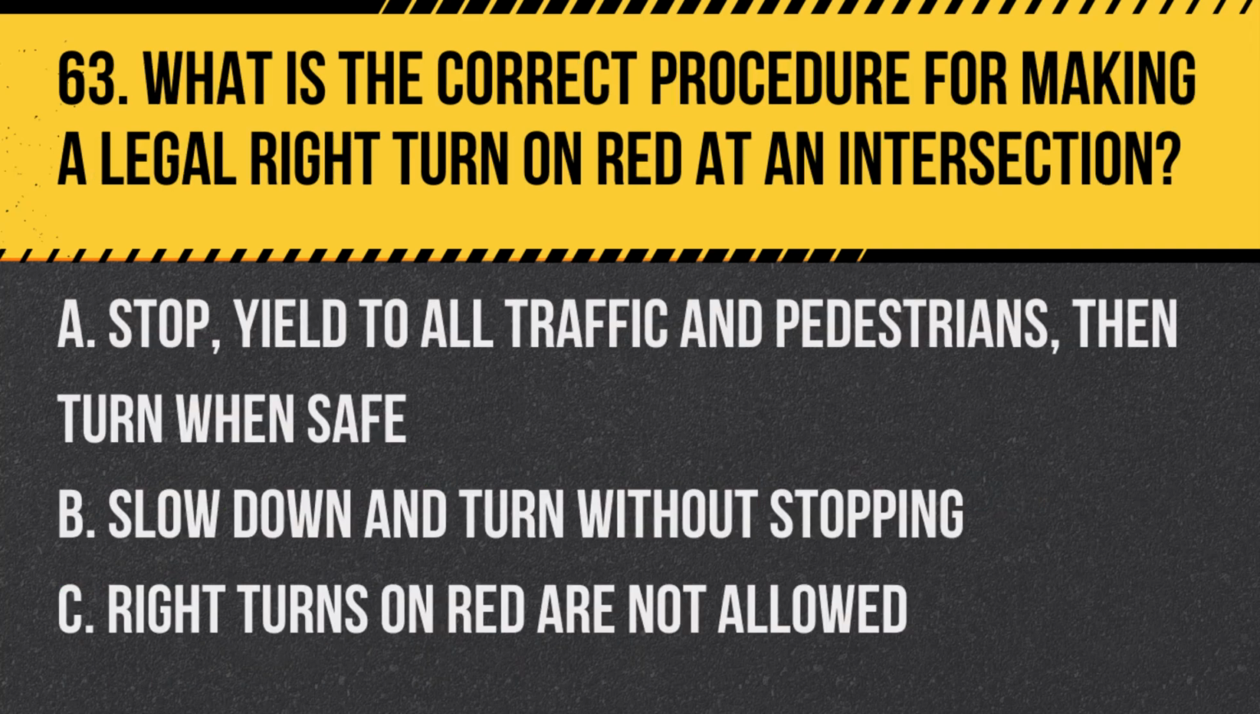Question 63. What is the correct procedure for making a legal right turn on red at an intersection? A. Stop, yield to all traffic and pedestrians, then turn when safe. B. Slow down and turn without stopping. C. Right turns on red are not allowed. Answer. A. Stop, yield to all traffic and pedestrians, then turn when safe. Before turning right on red, come to a complete stop, yield to traffic and pedestrians, and proceed when it is safe.